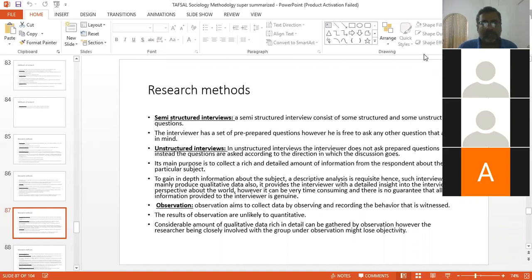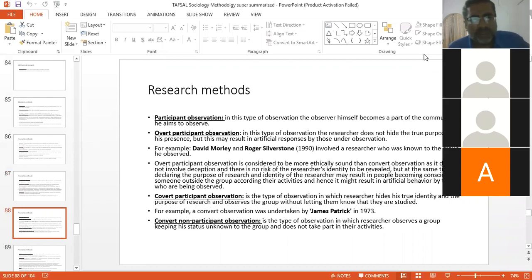observed. And then within observation, there is participant observation and non-participant observation. And within participant observation, there are two types. So what is participant observation? In participant observation, the observer himself becomes part of the group that he's observing. And in overt participant observation, you become part of the group, and the members of that group know your purpose and your identity.